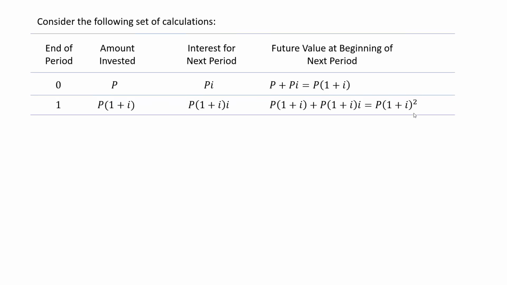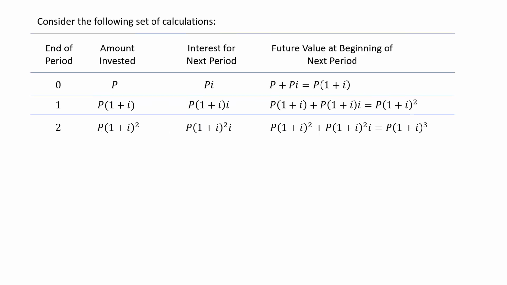All right. And moving on, end of period 2, beginning of period 3. What is the amount invested? We need to take this P times 1 plus I, the quantity squared, and make that our amount invested for this period. And needless to say, we multiply by I to fill up the next column. We add, and the same thing happens. You can factor out a P times 1 plus I, the quantity squared, and you get times 1 plus I, so the whole thing becomes P times the quantity 1 plus I cubed.